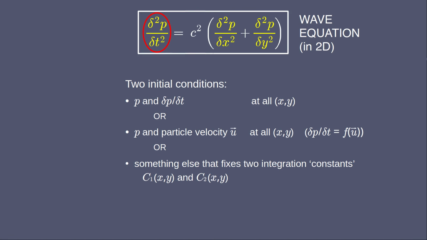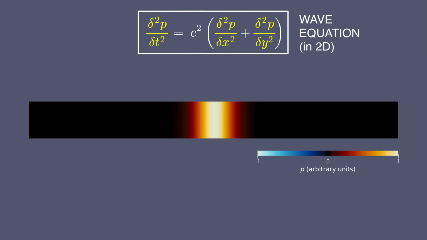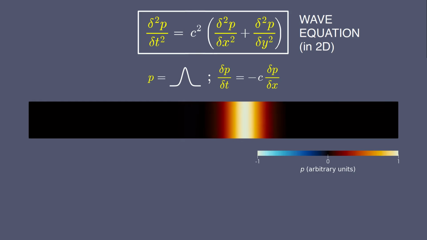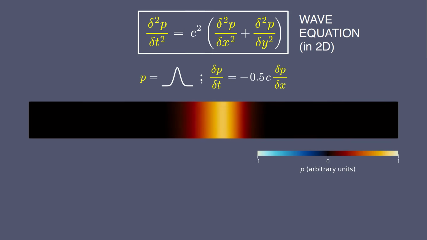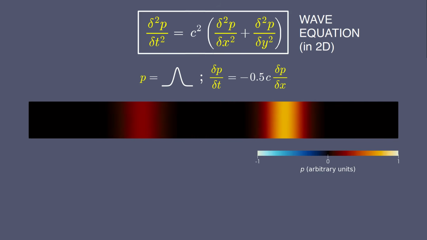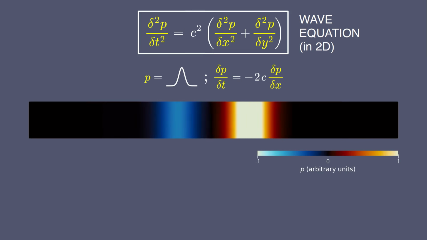Now, if we want a wave to go in one direction, we need a very specific value of the time derivative. We need partial p partial t equals minus c partial p partial x. And if we start our simulation with that value, now the wave does propagate in one direction only. But for any other value of the time derivative partial p partial t, we have a superposition of waves travelling in both directions. Why am I telling you this?